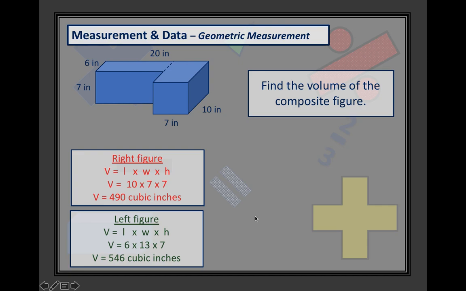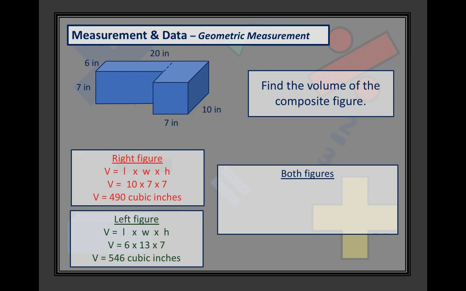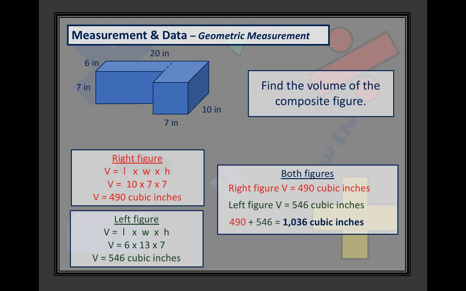Again, show your work on the side. 6 times 7 is going to give us 42. 42 times 13 will give us 546 cubic inches. And once again, once we know the volume of each one of them, all that's left to do is combine them, to add them up. So the right figure has a volume of 490 cubic inches. The left figure has a volume of 546 inches. And combined, or added together, we get a combined volume, or a total volume, of 1,036 cubic inches.